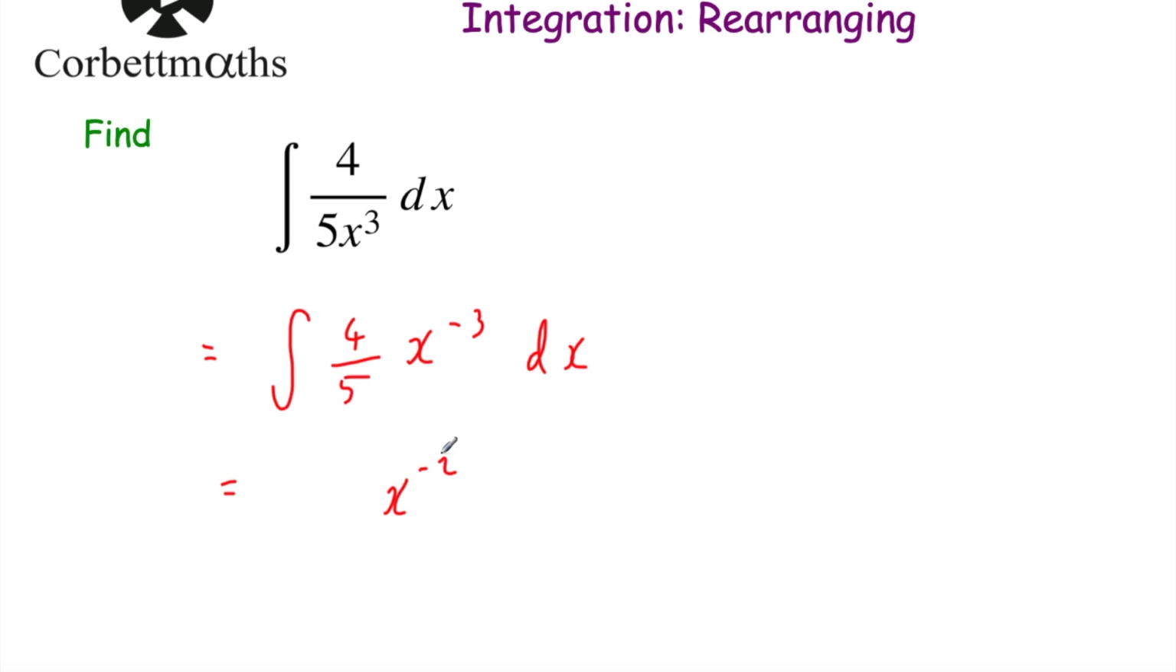And 4/5 divided by 2 is 2/5. So 4/5 divided by negative 2 would be negative 2/5. So it's negative 2/5 x to the power of negative 2 plus c. And you could leave it like that if you wanted to.